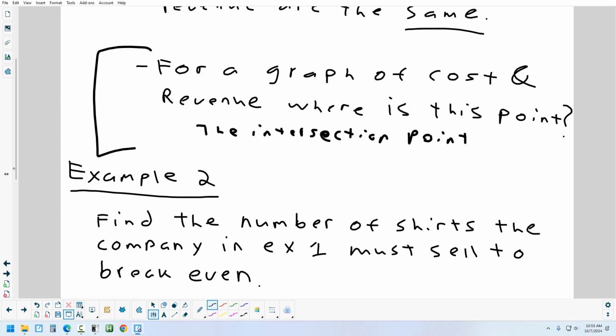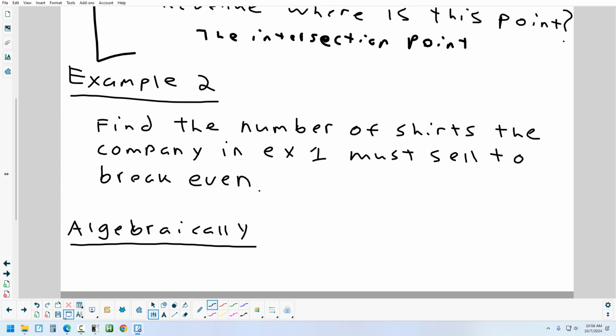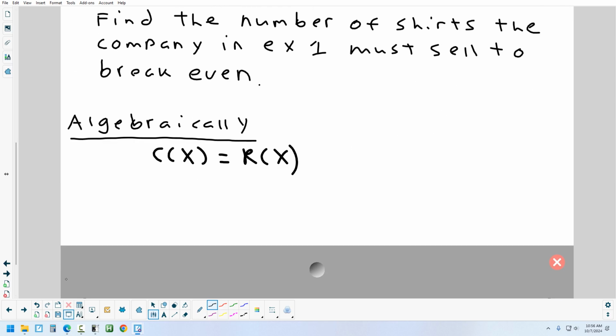Okay. So find the number of shirts the company must sell to break even. Okay, so remind me again, what's the break-even point? It's where the cost is equal to the revenue. So all you have to do is look up your formula for each one of those. Costs were $1.50x plus 200,000. Revenue was 4x. And solve.